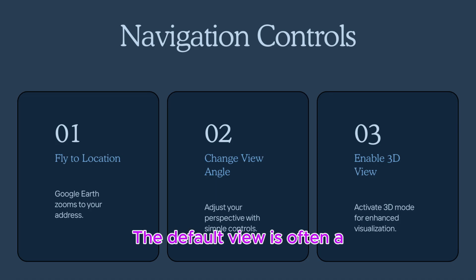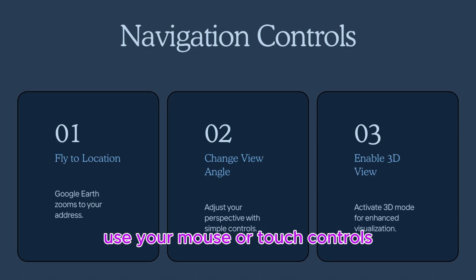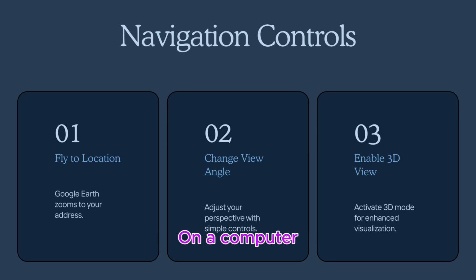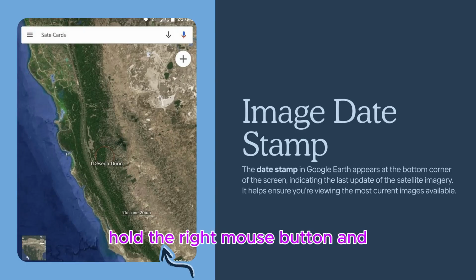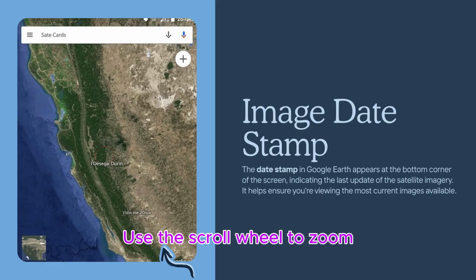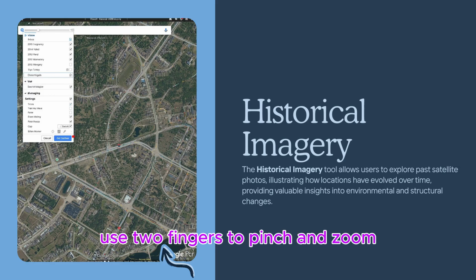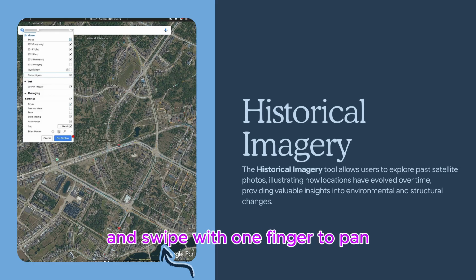The default view is often a top-down satellite image. To get a different angle, use your mouse or touch controls. On a computer, hold the right mouse button and drag to tilt the view. Use the scroll wheel to zoom. On mobile, use 2 fingers to pinch and zoom, and swipe with 1 finger to pan.